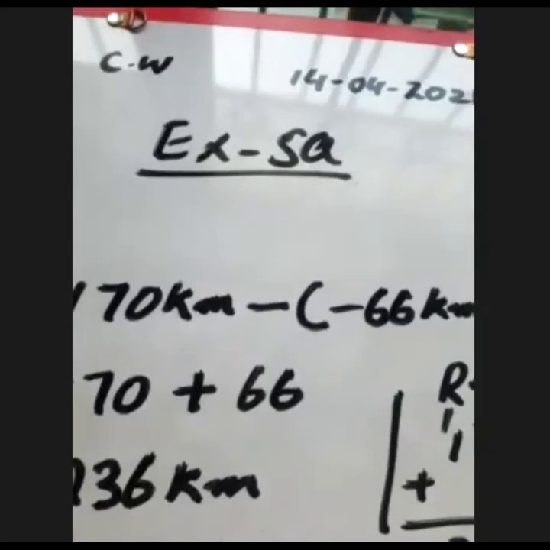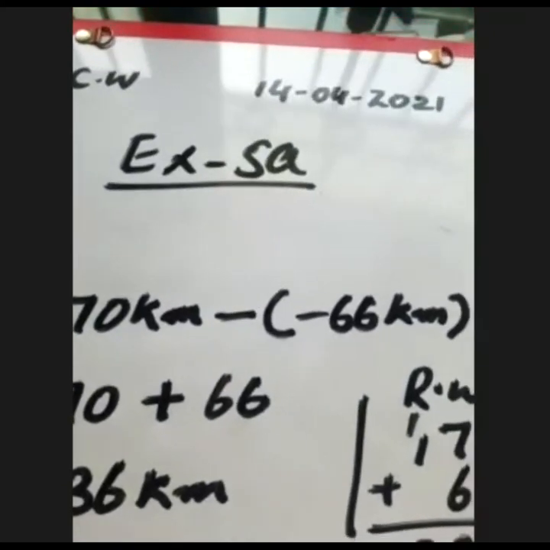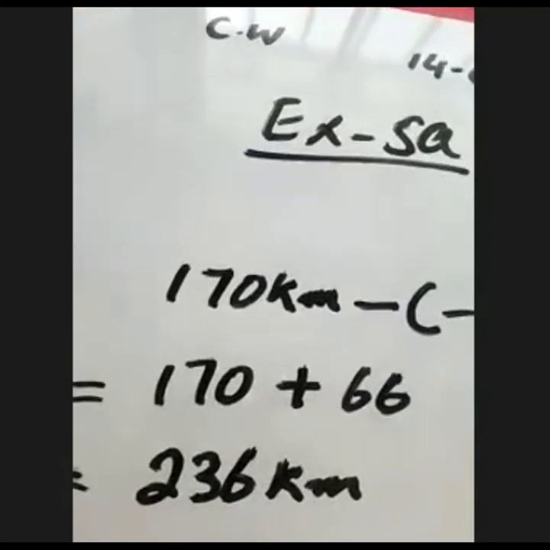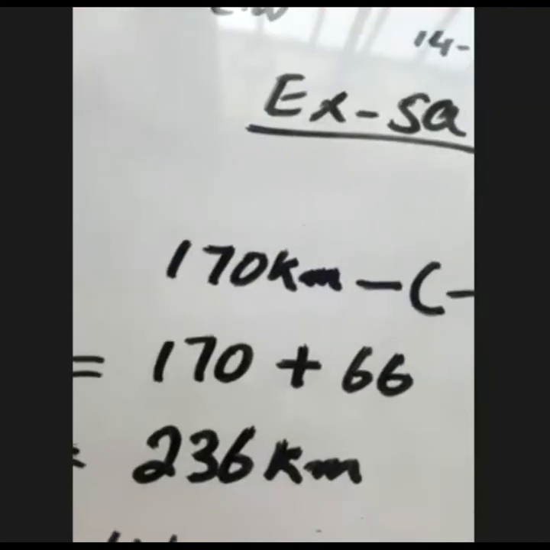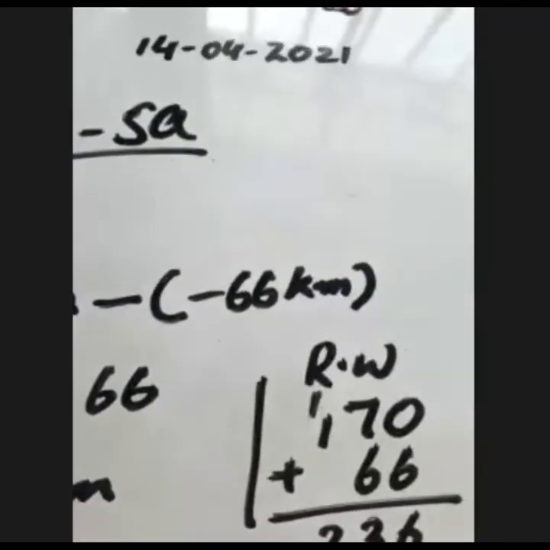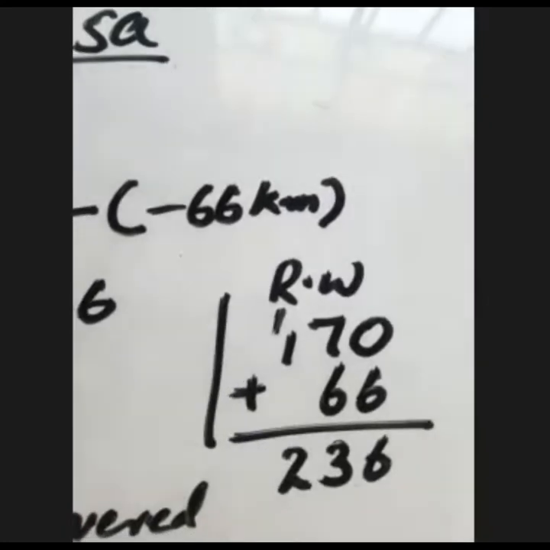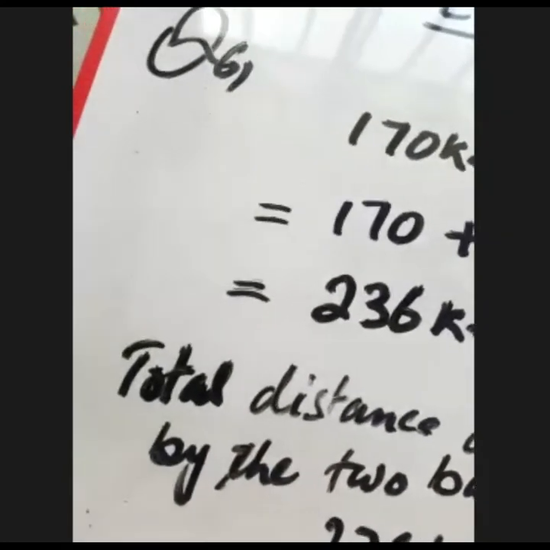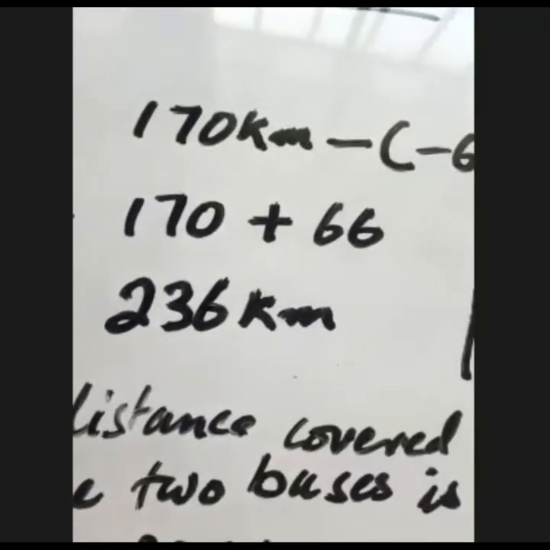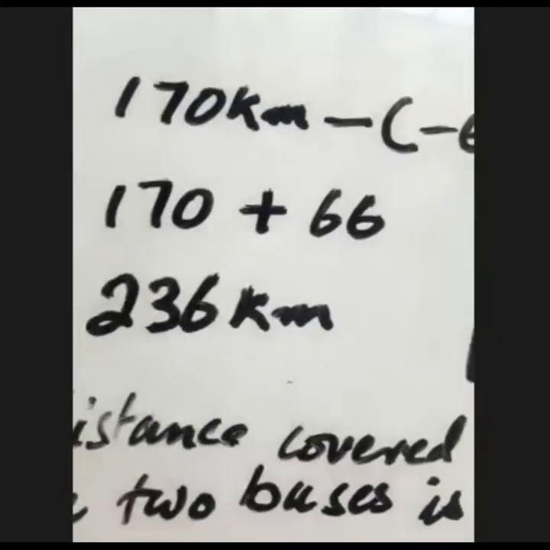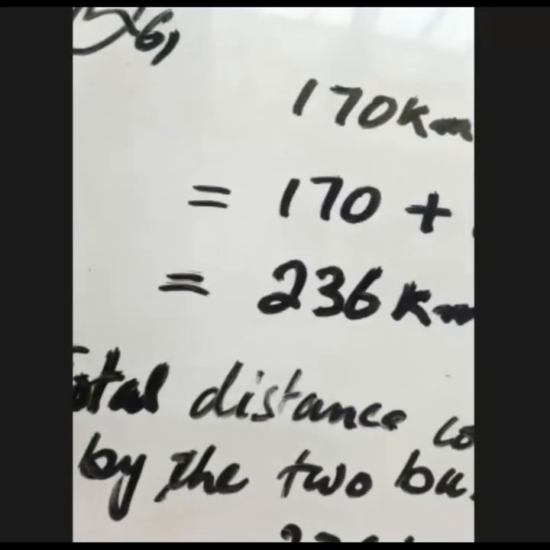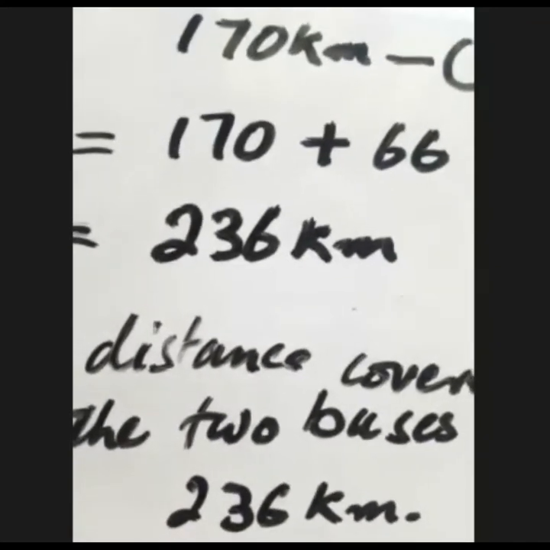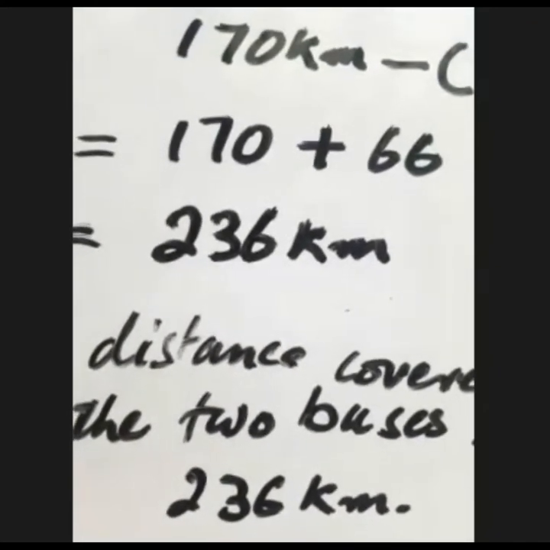You have to add up because minus into minus in the bracket gives you plus. So plus 66, add up 170 to 66, you'll get 236 kilometers. The total distance, this is the rough work and the statement of the question. Total distance covered by the two buses is 236 kilometers.